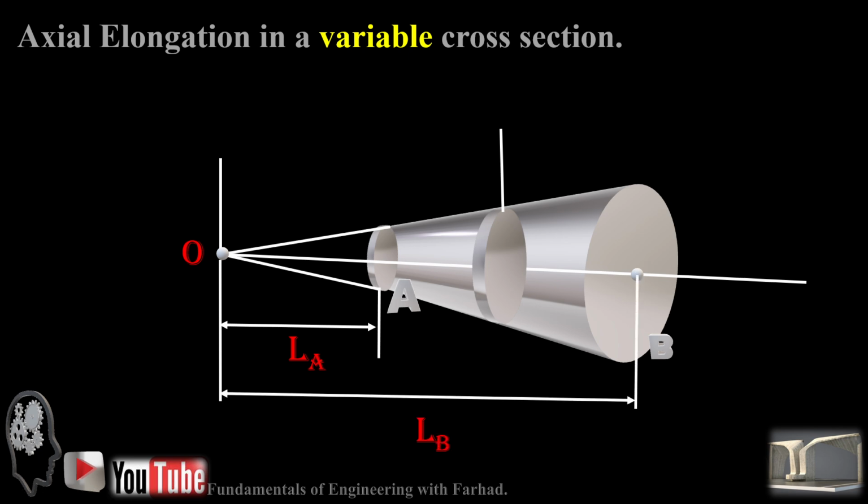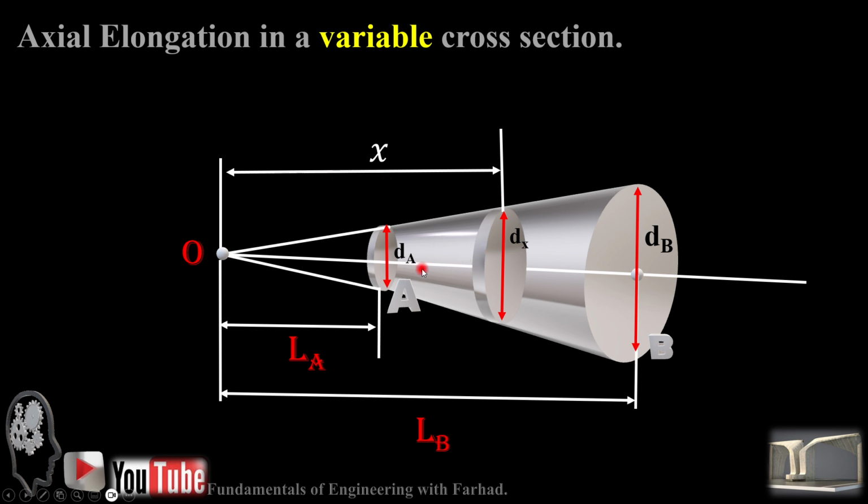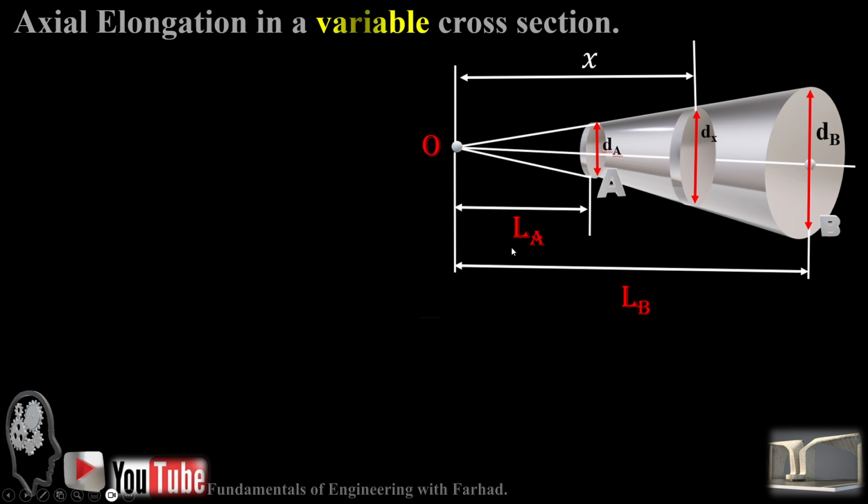And then if we call the distance from the origin to A, L sub A, and to B, L sub B, and then create an element of length x somewhere in the middle of A and B, then we call their diameters d sub A, d sub B, and definitely the middle element is d sub x.